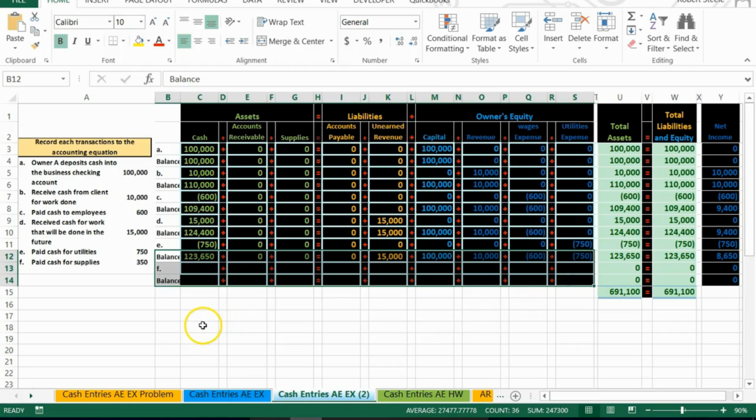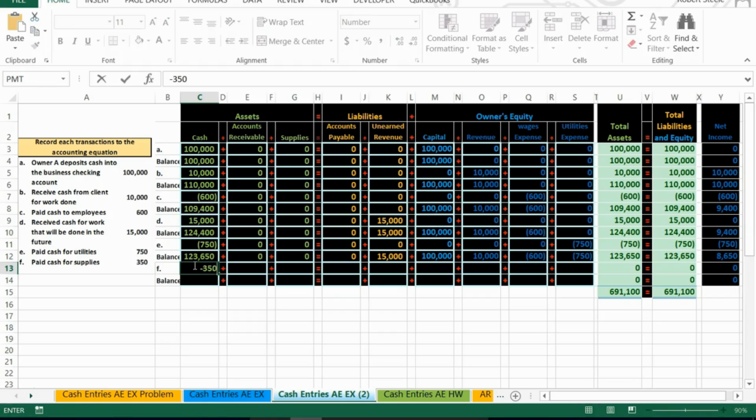That's the only rows we care about when we're talking about the final transaction, transaction F, which says paid cash for supplies 350. So is cash affected? It is. It's going down. So we're going to go and select C13. Once again, I'll put the minus sign, 350, then enter, and it formats it with brackets. We typed in just a negative number.